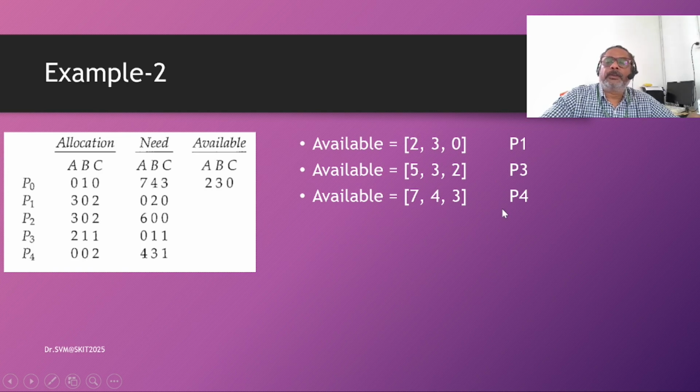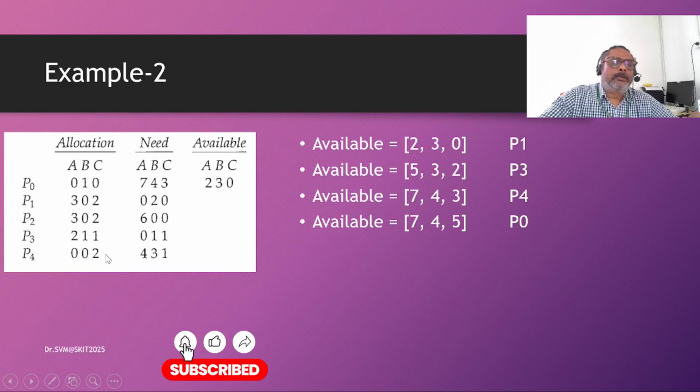So P1, P3, P4 are done. Next let me try again with P0. Once P4 is done, its 2 units are released, therefore C now becomes 5. So 745 is what is available, and 743 is what is required, therefore we can take up P0.